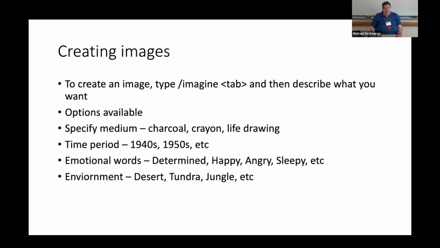To create an image, you type /imagine, tab, and then describe what you want. There are options available, which we'll get into in a minute. You can specify mediums, like charcoal, crayon, life drawing, Polaroid. You can specify a time period, like the 1950s or 1960s. You can put notional words in there like happy, determined, angry, sleepy, and environments like desert, tundra, jungle. And it will parse these out.